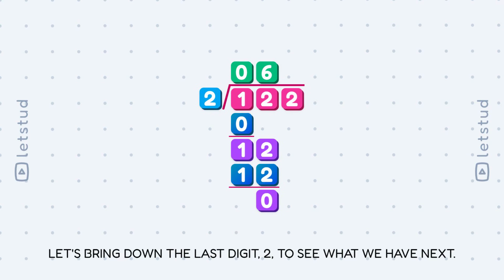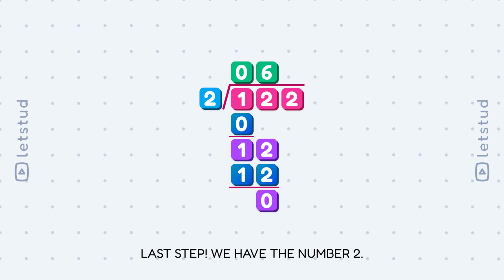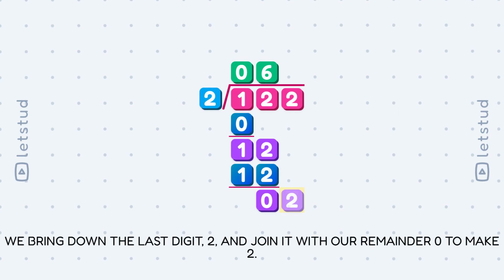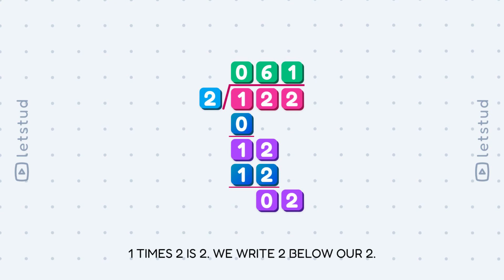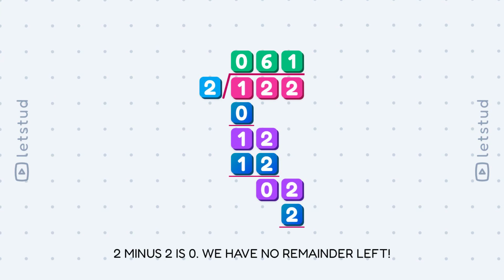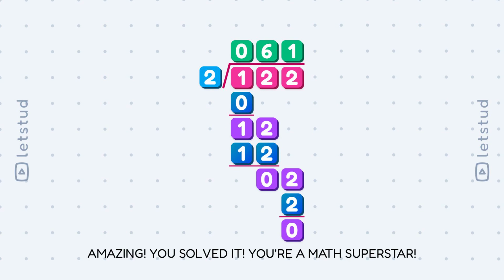Let's bring down the last digit 2 to see what we have next. Last step, we have the number 2. We bring down the last digit 2 and join it with our remainder 0 to make 2. How many times does 2 fit into 2? Just 1 time. 1 times 2 is 2. We write 2 below our 2. 2 minus 2 is 0. We have no remainder left. Amazing, you solved it. You're a math superstar.